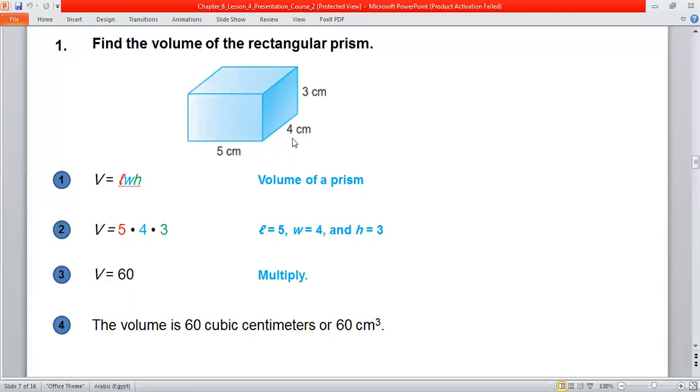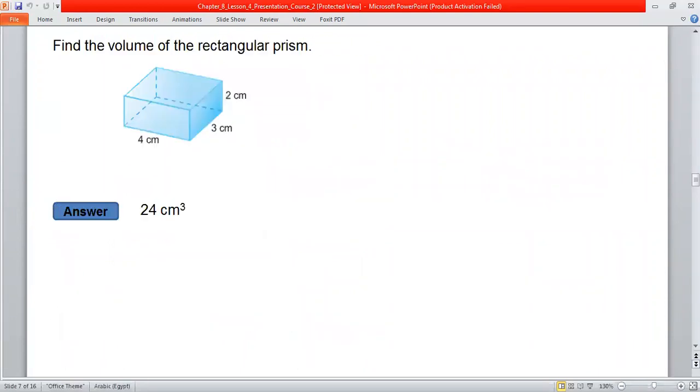After that, we will start to multiply the 3 numbers together. I will multiply 5 times 4 times 3. So 5 times 4 times 3 is equal what, Muhammad? I will multiply the 3 numbers together. So 5 times 4 equals 20. 20 by 3 equals 60 centimeter cubed. This is the volume. Clear, Muhammad? Yes.